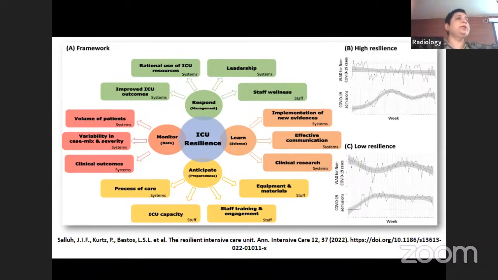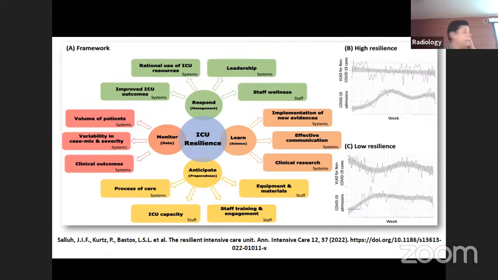So his or her perception of ICU resilience is incomplete. It is wrong. So what you need is a framework, which includes learning, anticipating, monitoring, and responding. How an ICU is doing all these things. So they have found a metric, a measure, and they've done this during COVID and non-COVID.